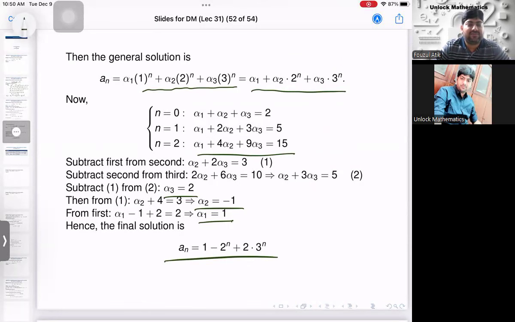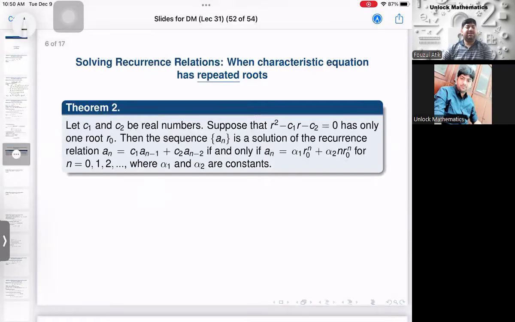If you have four distinct roots, alpha 1, alpha 2, alpha 3, alpha 4, we'll have four different things, right? Now we may have a repeated root also in the characteristic equation.